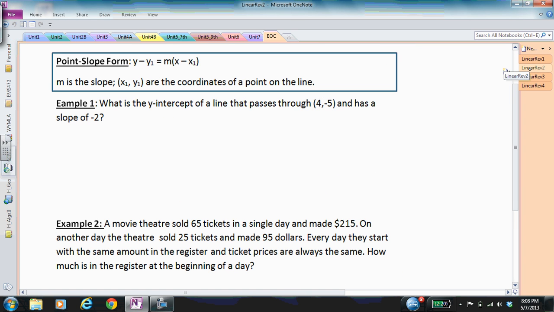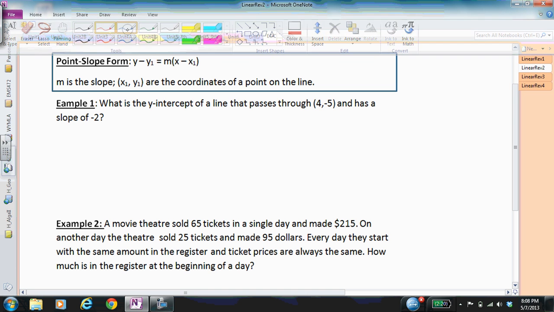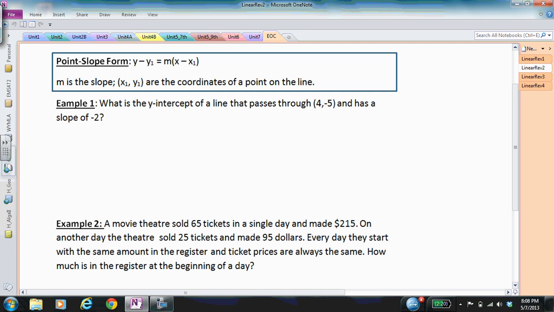Okay, now the last form that we want to talk about, and this has its uses. It's not as common as slope-intercept form, which is the most common, but it's valuable to know. So again, we're always talking about lines here. These are different ways of representing lines, and you can represent the same line in many different ways. So example 1 says, what is the y-intercept of a line that passes through the point (4, -5) and has a slope of -2?